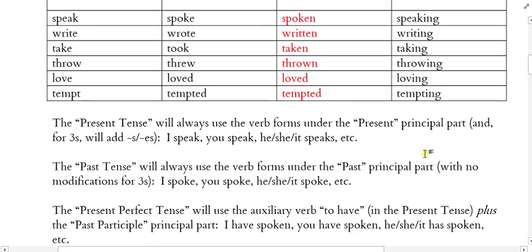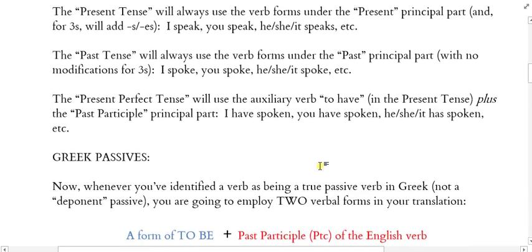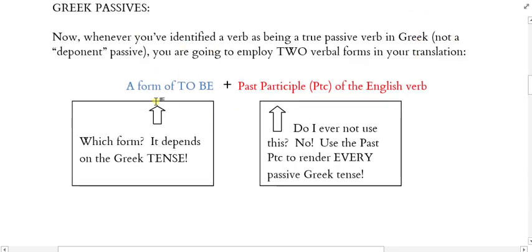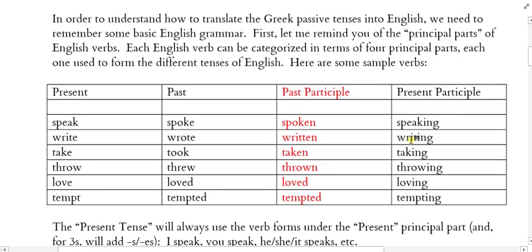But what we want to really focus on is this one here for this reason. When we deal with Greek passives, when they're truly passive in their sense, not what Mounce calls deponent passives, you're going to employ two verbal forms in your translation in English. You're going to use a form of the verb to be, and then you're going to always use the past participle principal part of the English verb. Which form of to be do you use? It depends on the Greek tense. Which form of the past participle do you use? Well, you don't get to choose the form. There is only one past participle for a verb's principal parts in English.